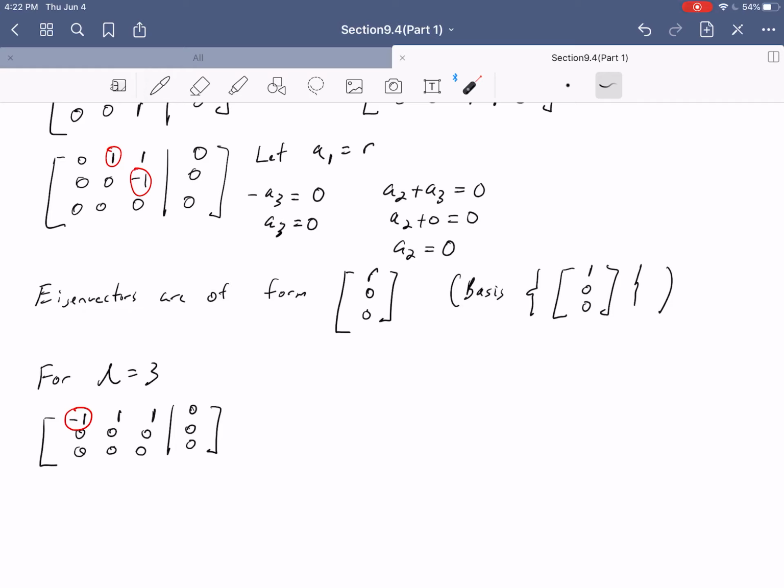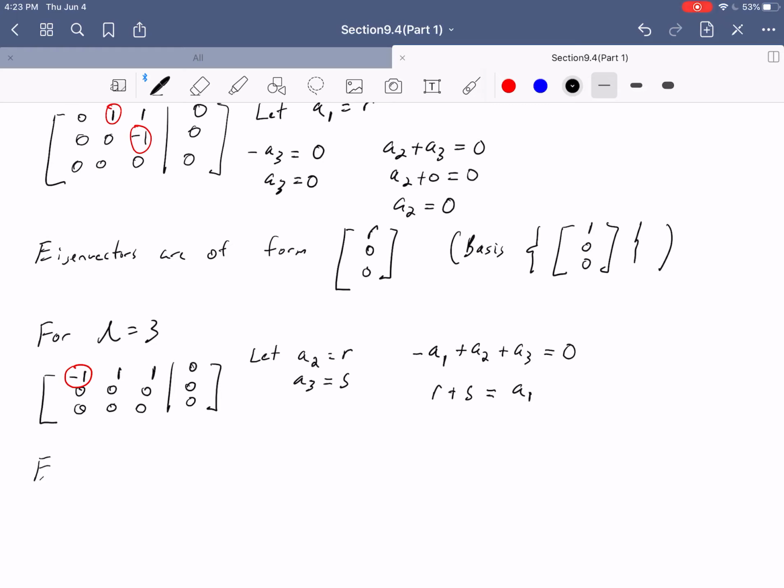So things will be non-defective. Everything's going to work nicely here. So let's go ahead and let A2 equal R, and we'll let A3 equal S. So this top equation then says that negative A1 plus A2 plus A3 is supposed to be 0. So that looks like we would get R plus S is equal to A1.